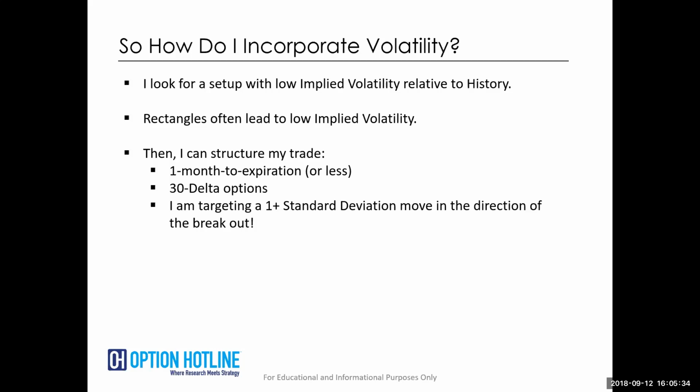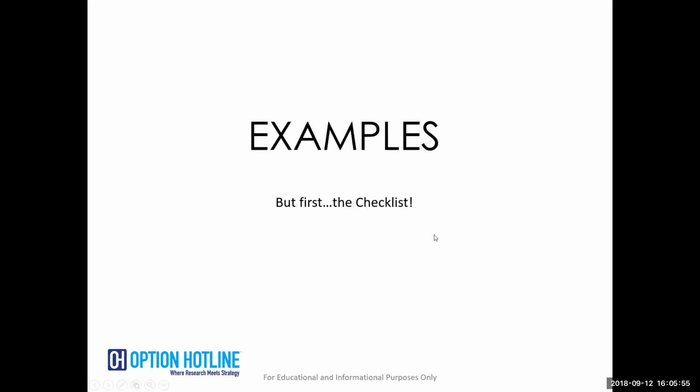And then I just target that 1+ standard deviation move in the direction of the breakout, given my timed expiration. I calculate it all out. I do my risk. I say, okay, I'm risking $1,000. I buy $1,000 worth of these options. I look for my reward profile, and then I manage the trade. How do I manage the trade? We'll talk about that in just a second.